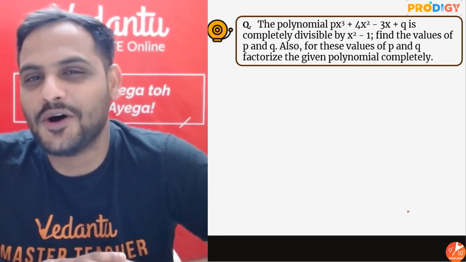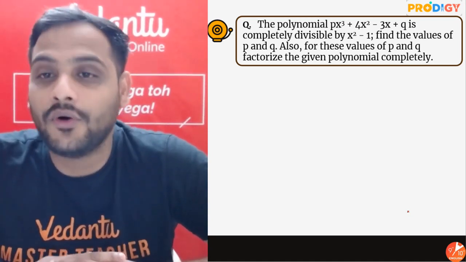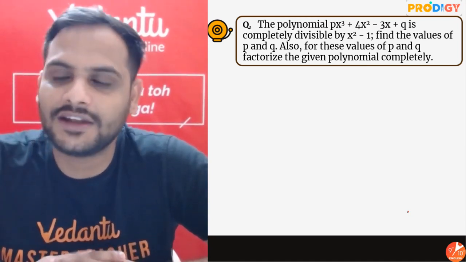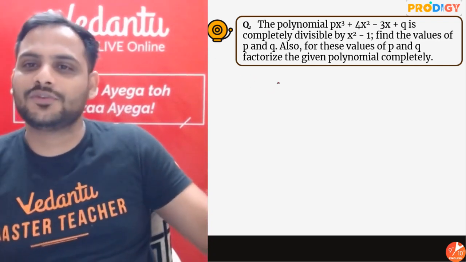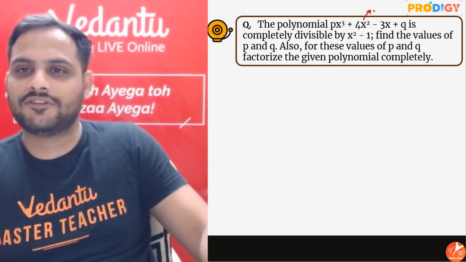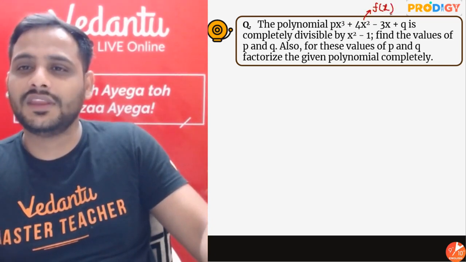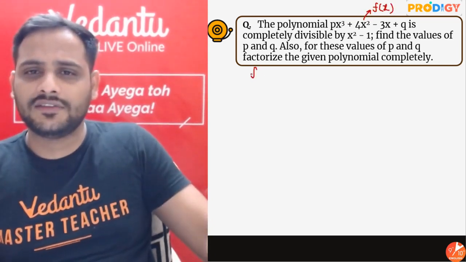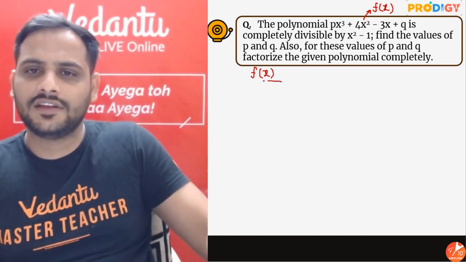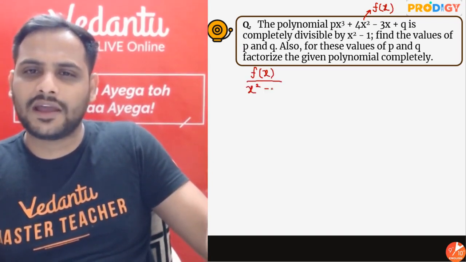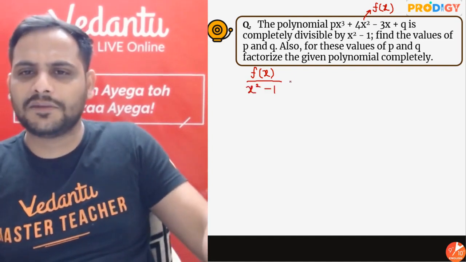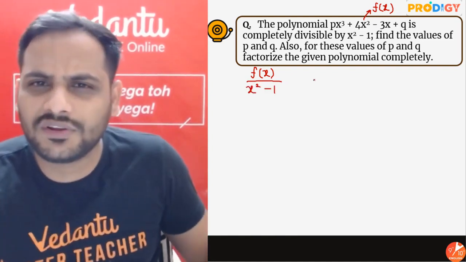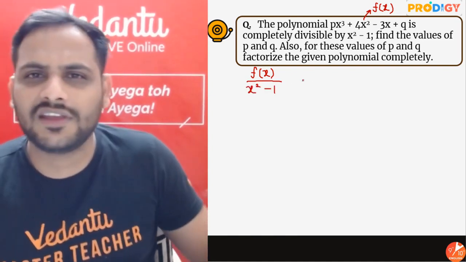Find the value of p and q. Also, for these values of p and q, factorize the given polynomial completely. Now, many students think, let us say this is f of x. Many of you will be thinking, sir, if this f of x is divided by x square minus 1, it is given that it is completely divisible. That means remainder is equal to 0. Right? Remainder is equal to 0.